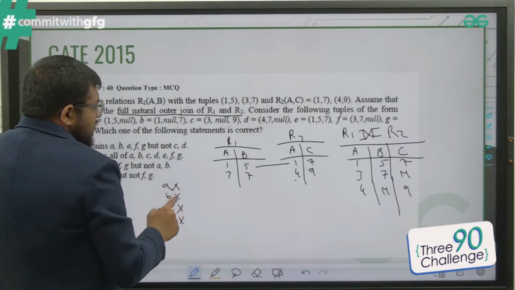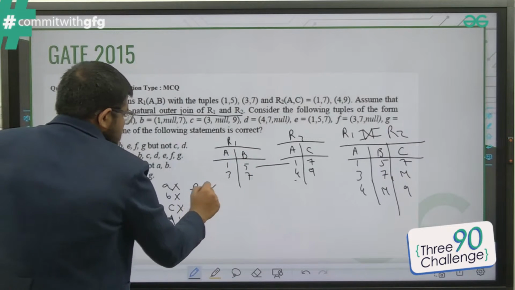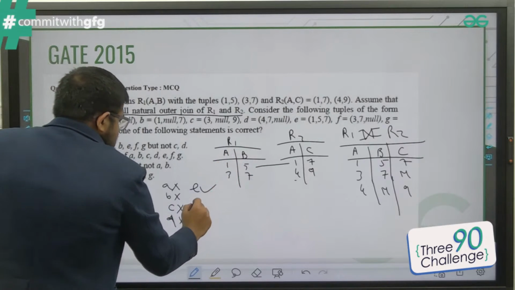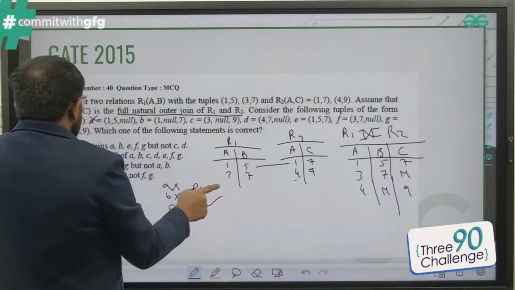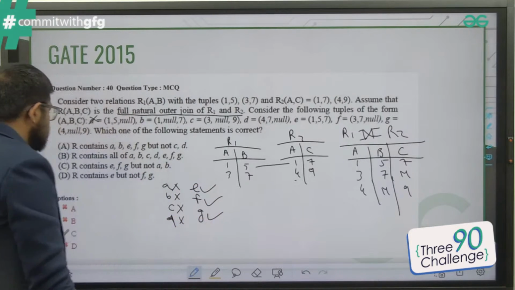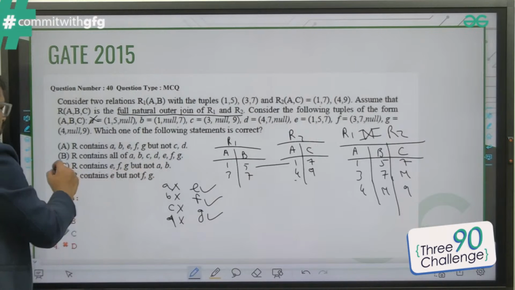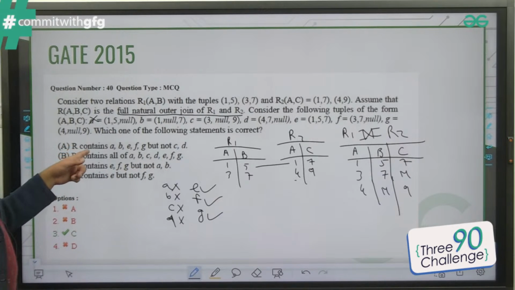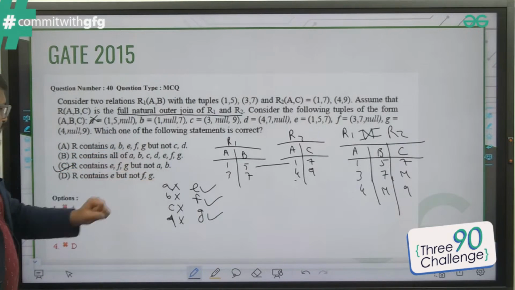Then E, 1 5 7, is present, so E is present. 3 7 null is also present. And G is 4 null 9, which is also present. Okay, so EFG is present but not AB. In option A it says it contains AB. No, AB is not there.